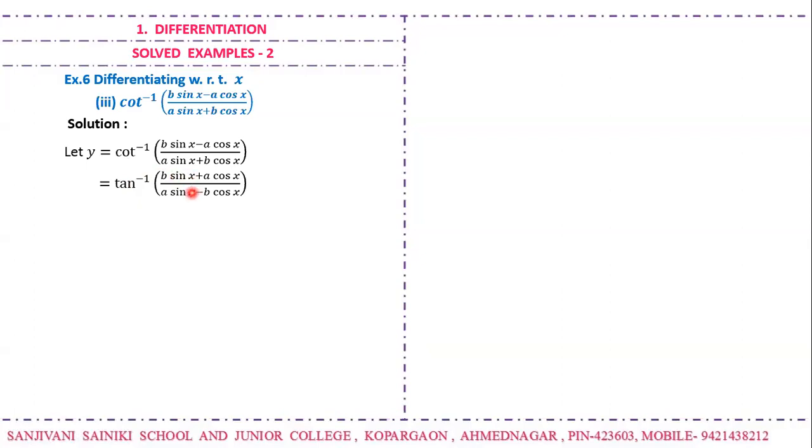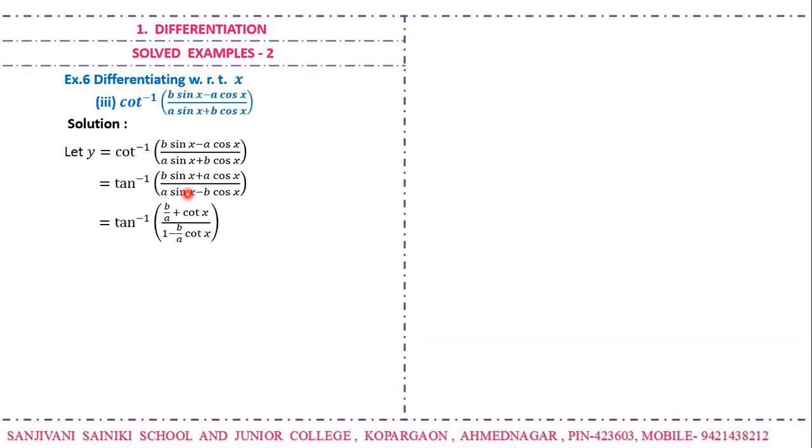Now in the next step, I will take something common from this. What will I take common? I will take a sin x common. Why will I take a sin x common? So that I get a function of the form something plus something upon 1 minus something into something. Here the term must be 1, so that I can use the formula of tan a plus b.